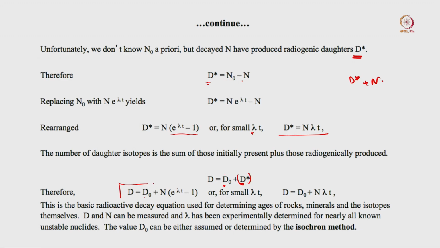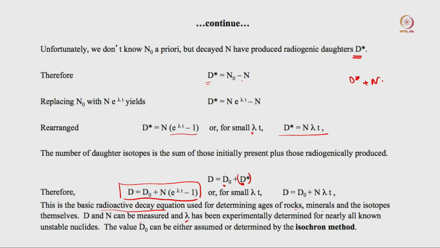Again, this is a very, very important equation: d equal to d0 plus n into e to the power lambda t minus 1, and this is the basis of the radioactive decay equation that is used for dating rocks, minerals, isotopes themselves. And this lambda value has been experimentally determined for almost all unstable and radioactive nuclides.